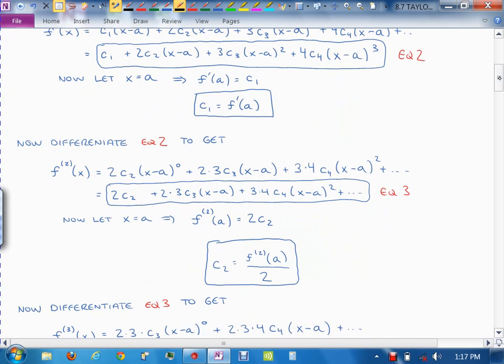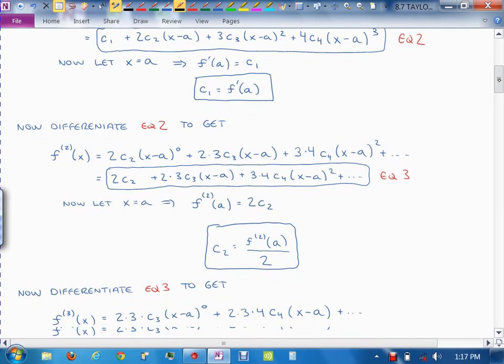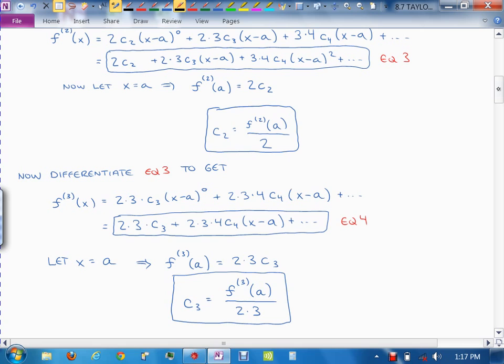So there's the formula. The second derivative of the function evaluated at a is 2c sub 2. Dividing both sides by 2, I get c sub 2 equals the second derivative of f at a divided by 2. And we go again. So now I'm taking the derivative of equation 3. What's the derivative of 2c sub 2? 0. What's the derivative of 2 times 3 times c sub 3 times x minus a?